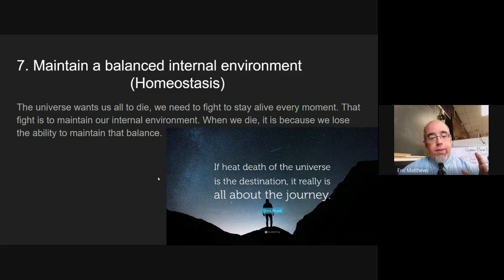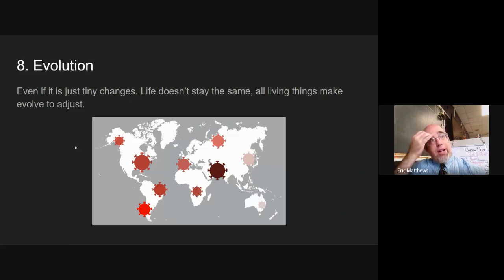But in the meantime, we will take in food and materials, use that energy to maintain our energy, our structure, and our balance. When we die, it's because we lose the ability to maintain that structure and balance. And finally, number 8. All living things must evolve. They must experience evolution. So that means that they must change over time.